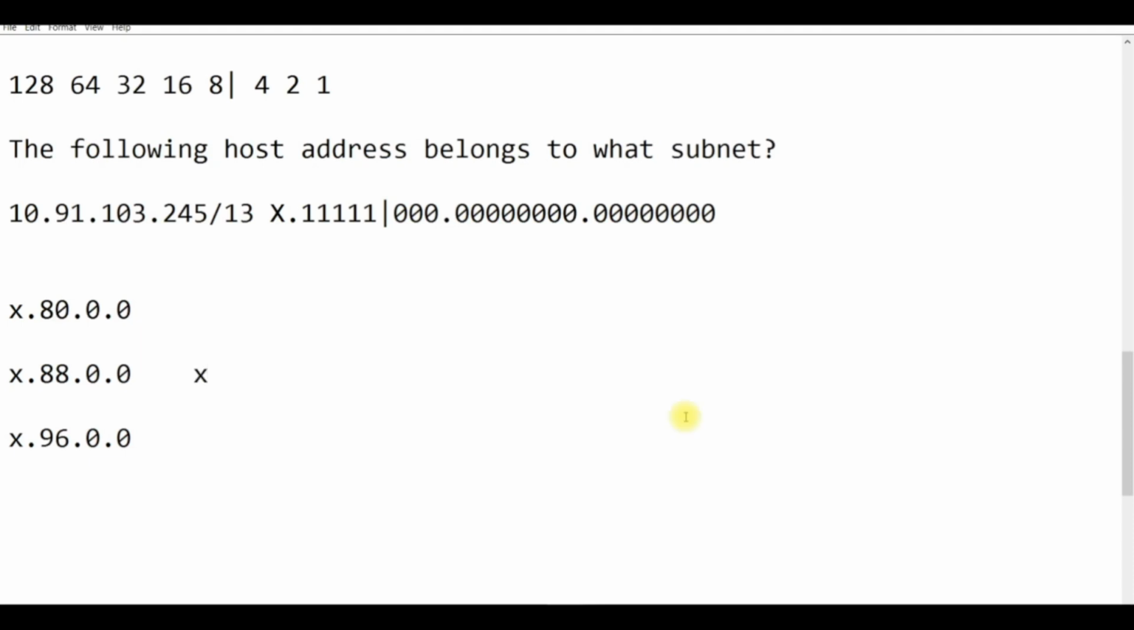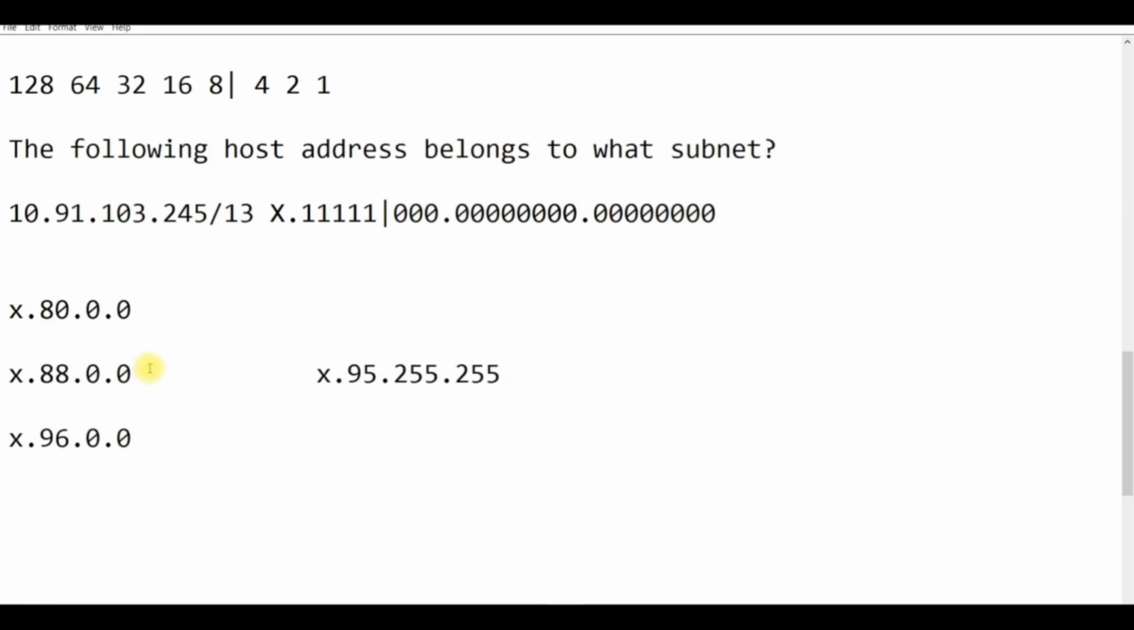Well, we know it's x dot something. What do we add here? What are these 3-bit values? The 4, the 2, and the 1. Well, that's 7. Well, what's 7 and 88? 7 plus 88. Well, that's 95. Okay. So we know that if we add all these bit values right here, that's 255. Well, we got 255 right here in the third octet. And the same thing goes for the fourth octet, 255. So there is your broadcast address for this particular subnet.